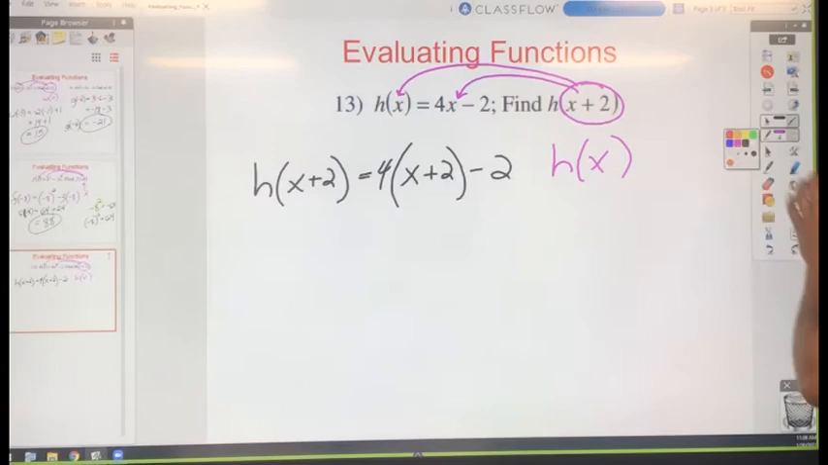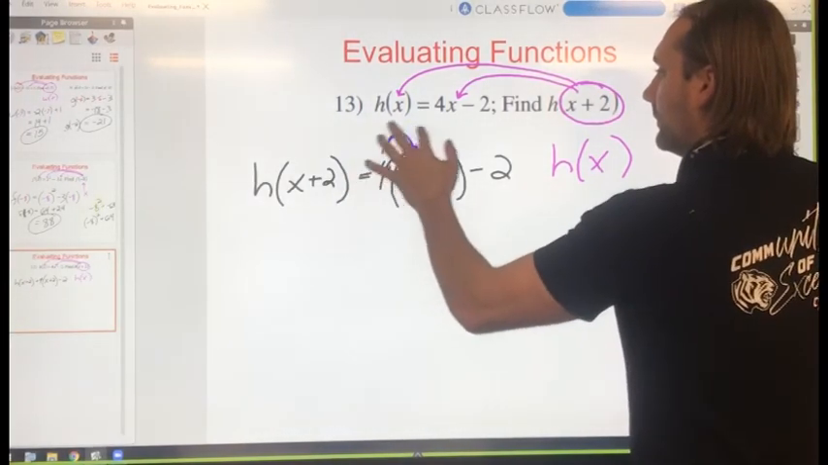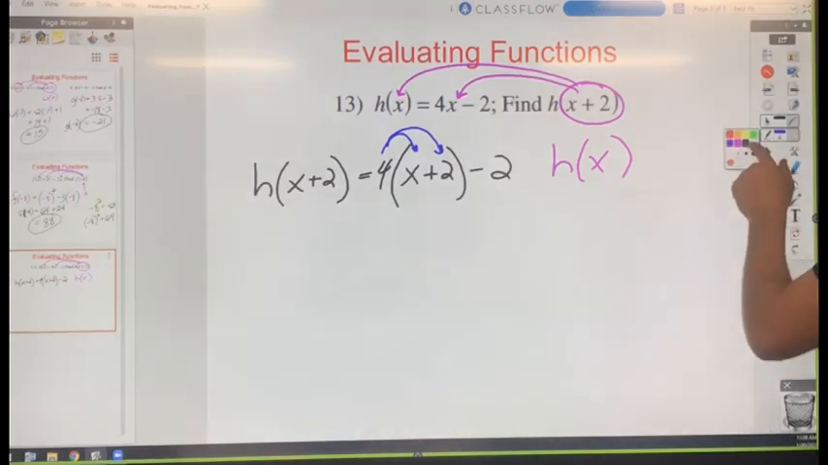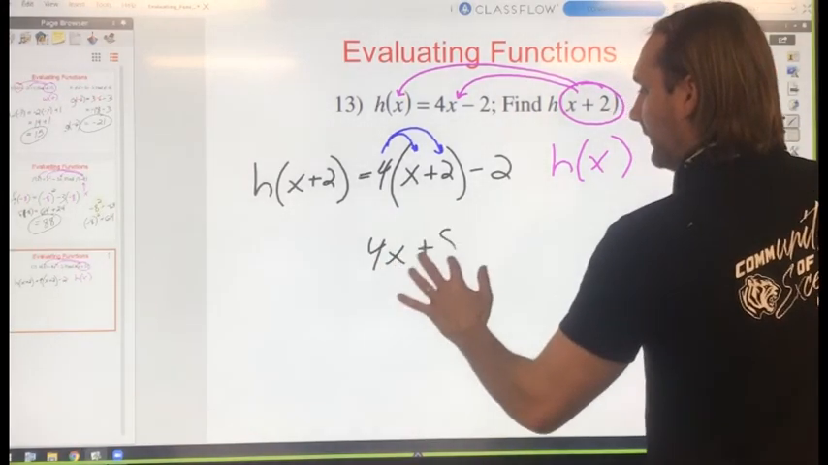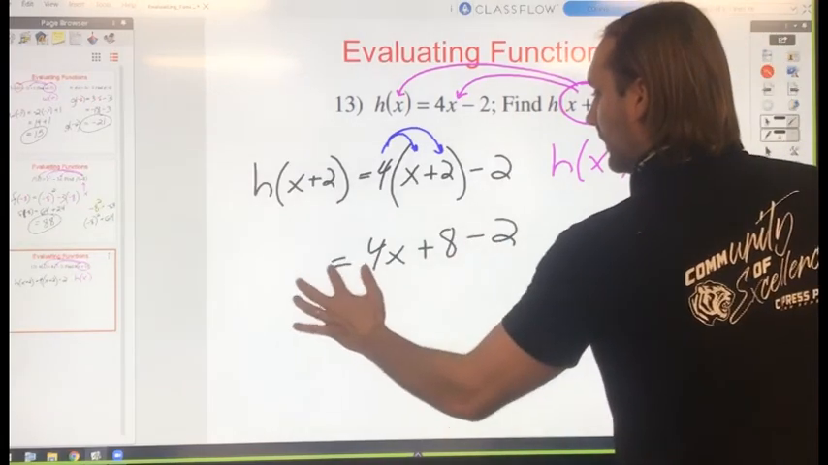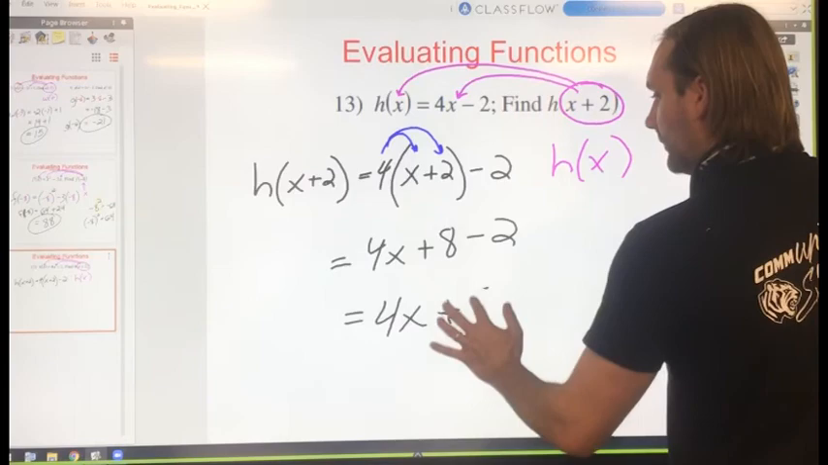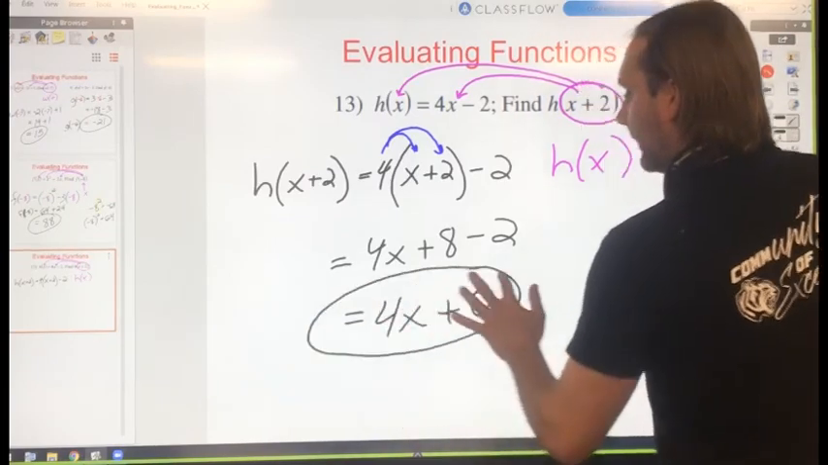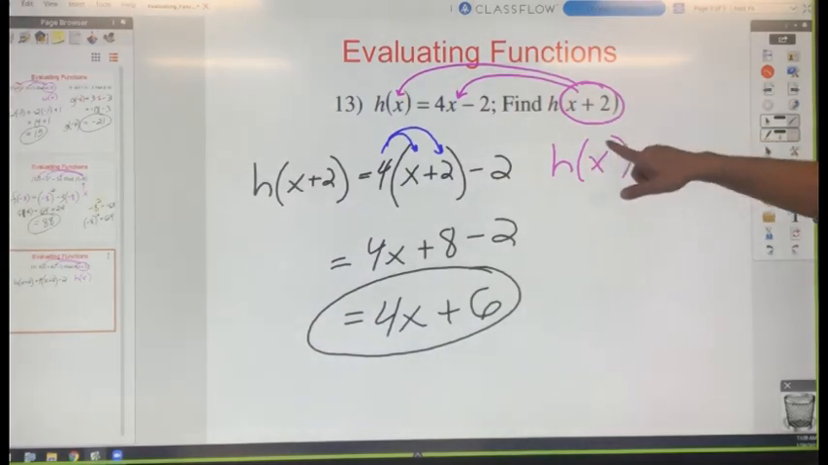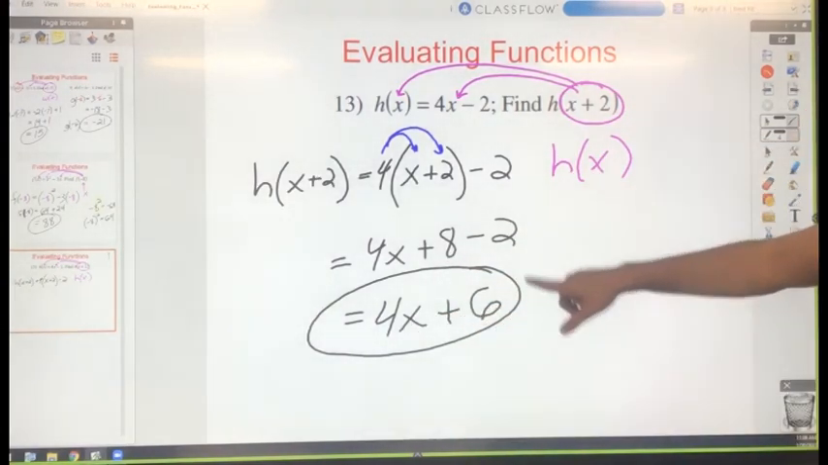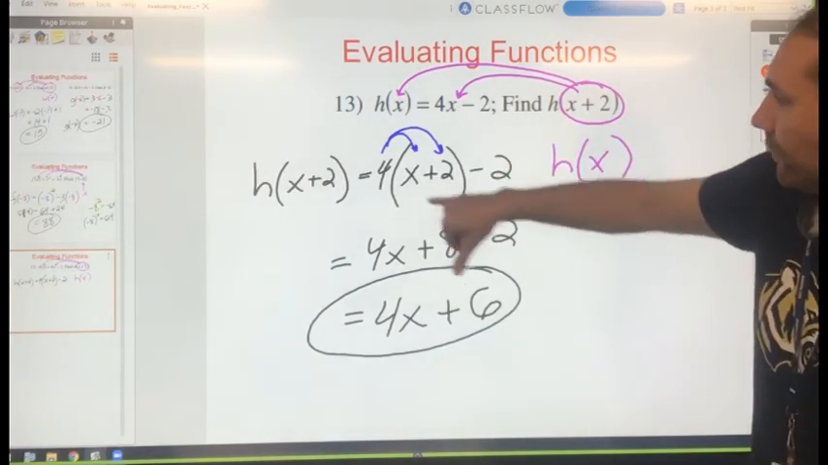Okay. To solve this, I need to distribute this 4. That gives me 4x plus 8 minus 2, which equals 4x plus 6. So when I take h of x and replace it with h of x plus 2, the solution is 4x plus 6. Again, you have to plug it right in for x with parentheses.